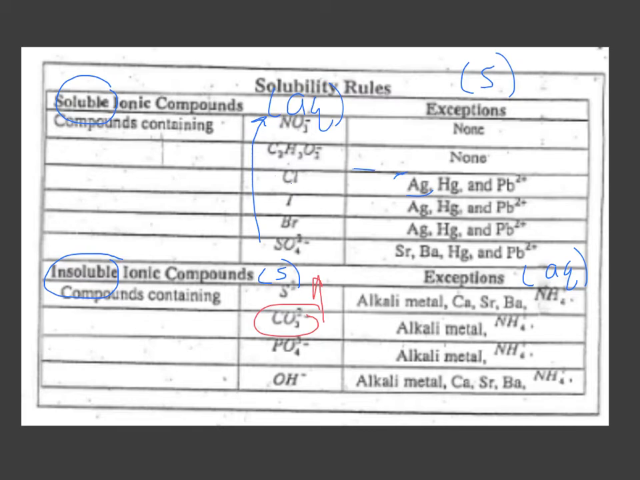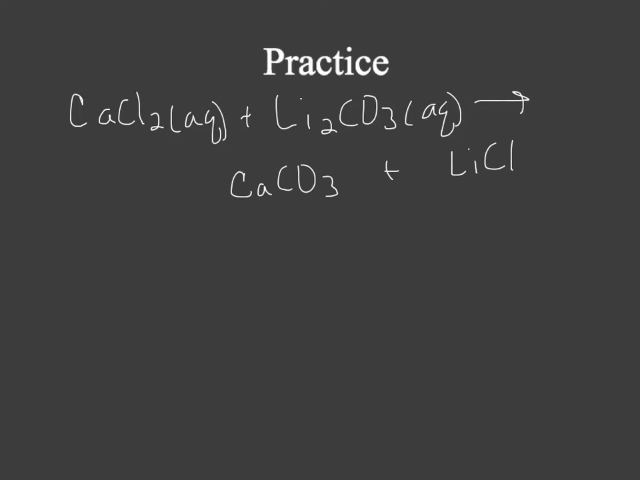Our second substance was lithium chloride. Chlorine is at the top. It is aqueous unless lithium is under the exceptions, which it is not, so lithium chloride is going to be aqueous. Label it. We said that calcium carbonate was a solid according to our chart, and lithium chloride is aqueous.